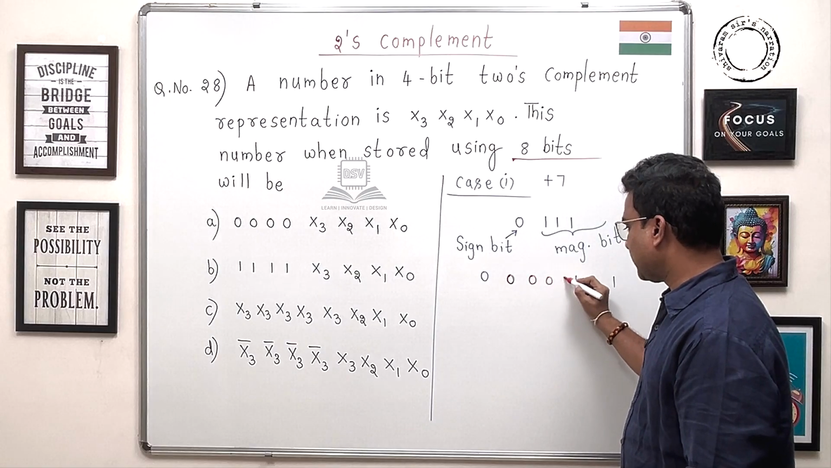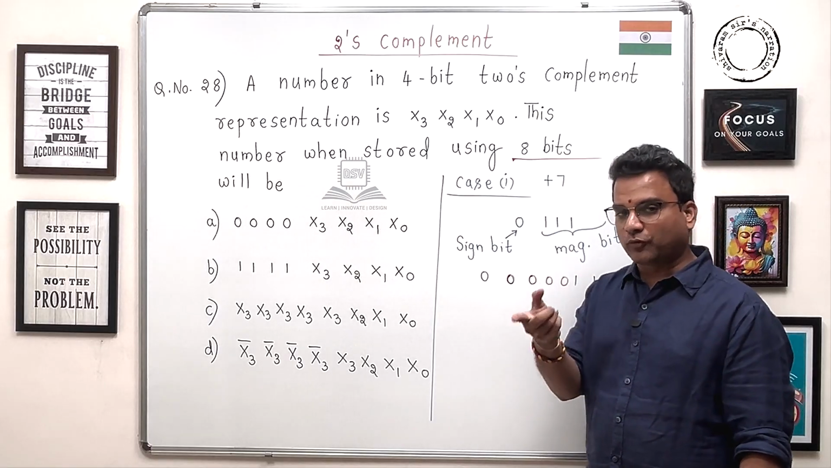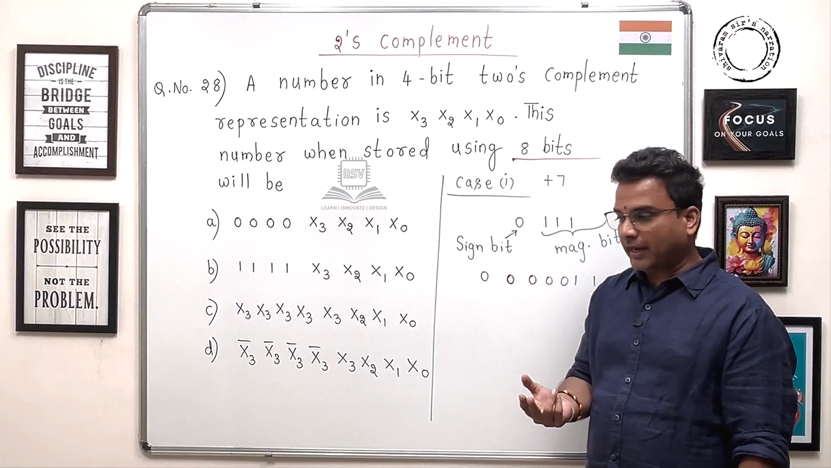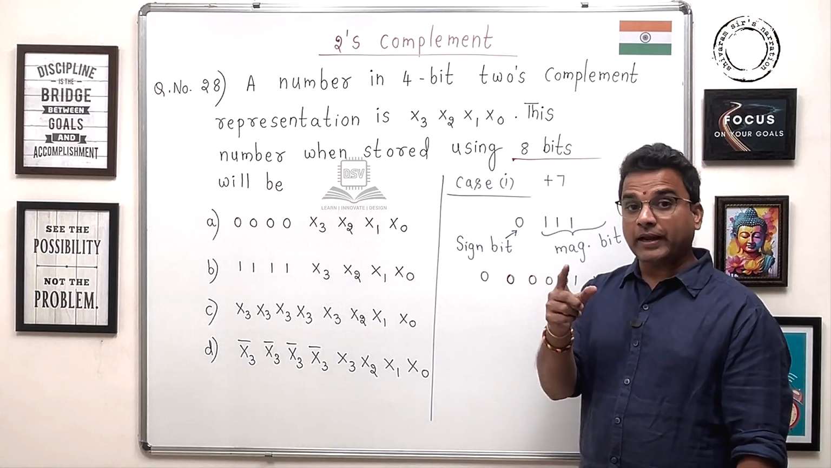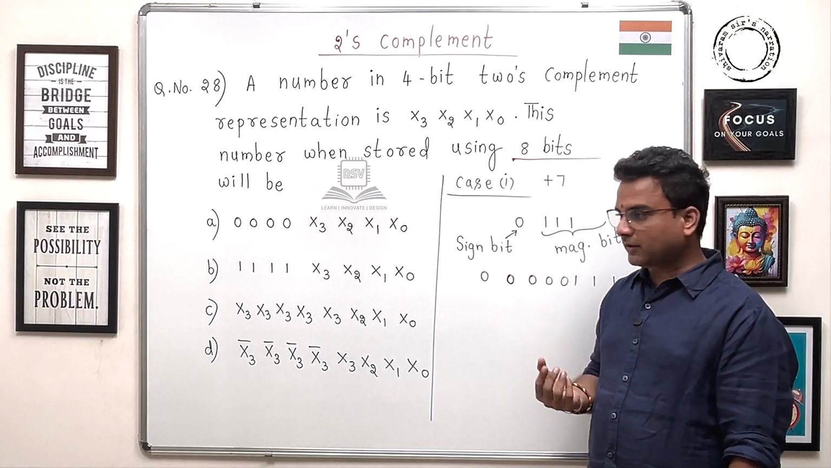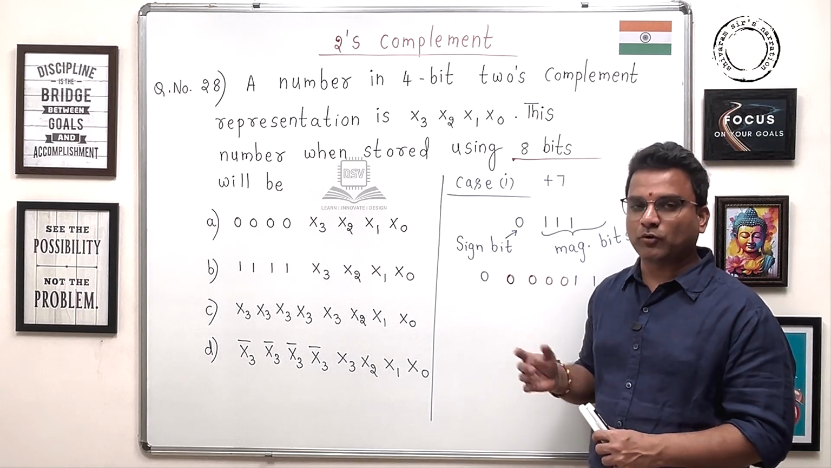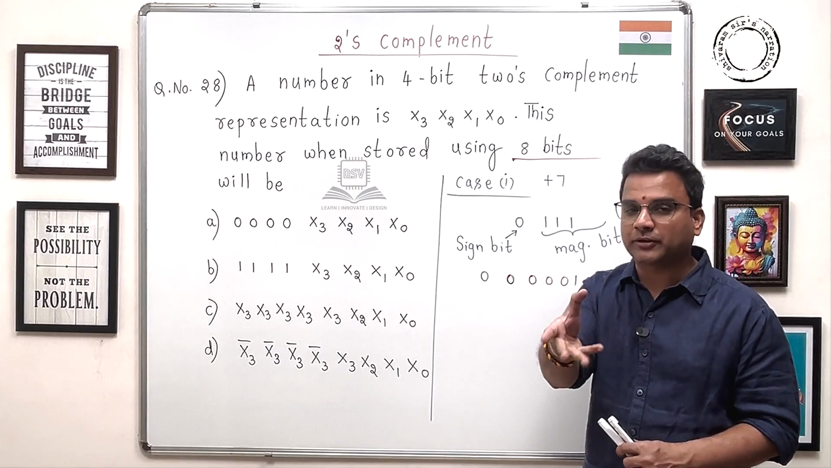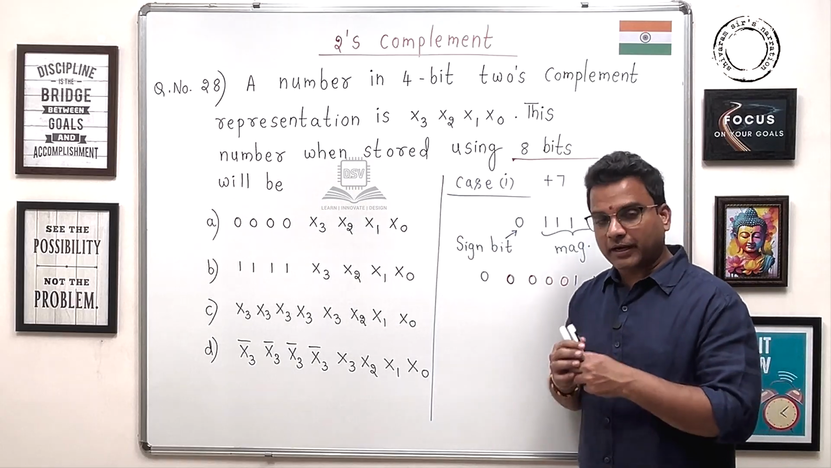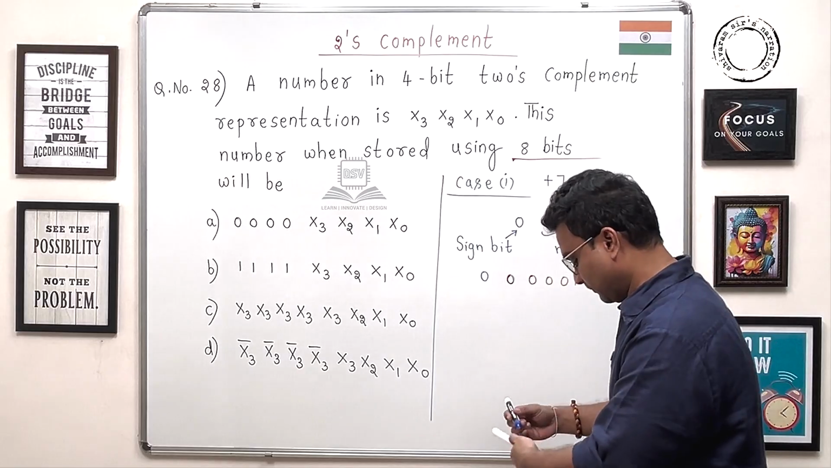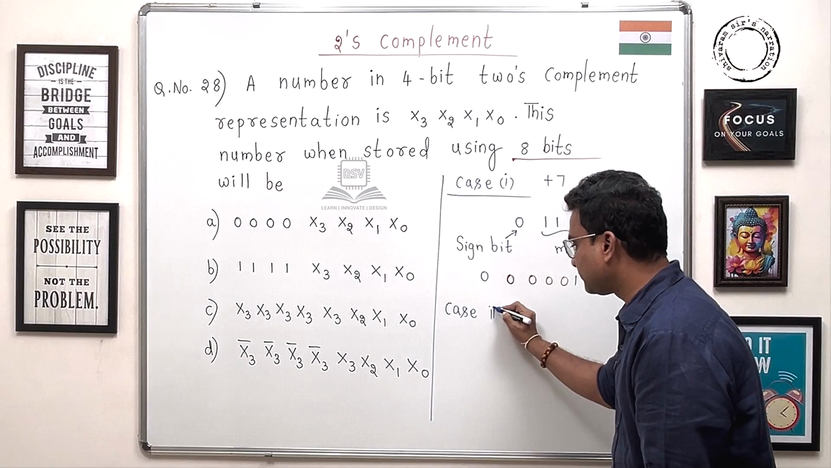So that, guys, the number 0, 1, 1, 1 using 4 bits can be stored as 0, 0, 0, 0, 0, 1, 1, 1 in 8-bit format. Then we all think 4 zeros, option A is the right answer. No, the solution is not yet over. You assumed case 1, positive. What if it is a negative number? Could be possible. Hence, we want to consider that as case 2, negative number.